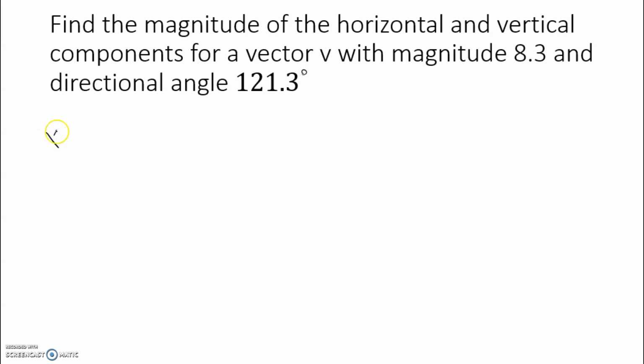So we are going to use x equals the magnitude of v times cosine of theta. So x is equal to, they said the magnitude of v was 8.3, so 8.3 cosine of 121.3.